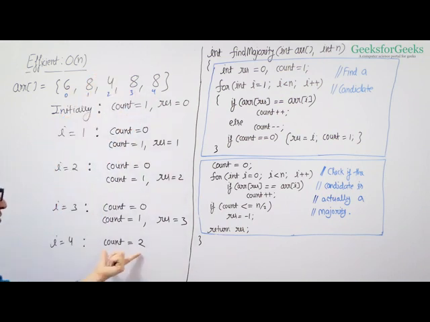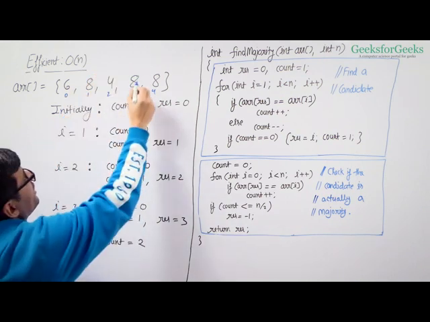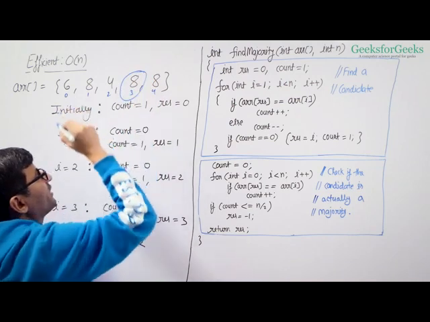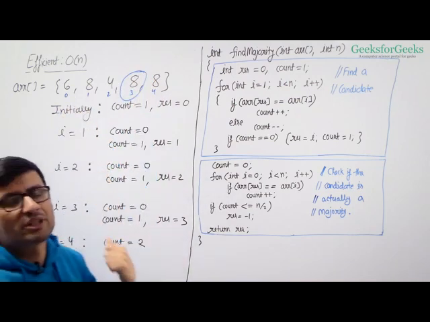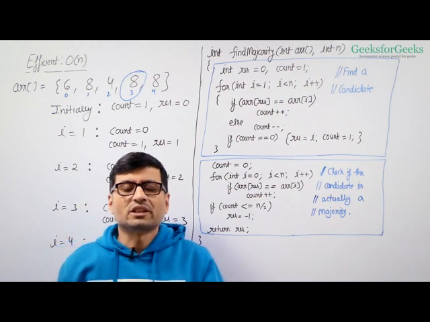So we increment the count. Now count is 2. So our final result is this element, right? Index of this element, which is a majority element. So step 1 has given the majority element.